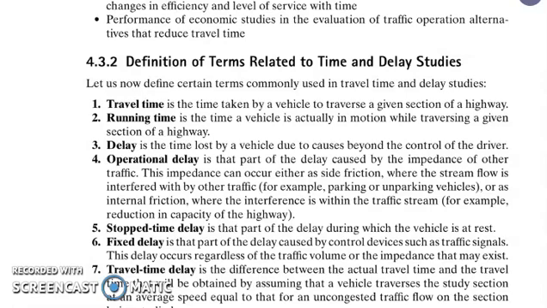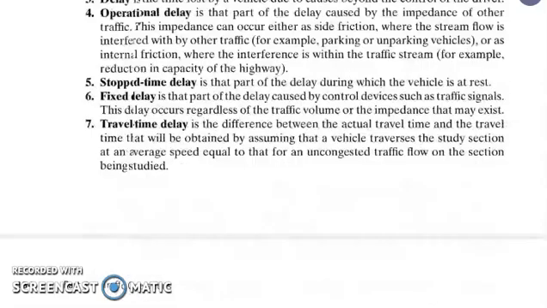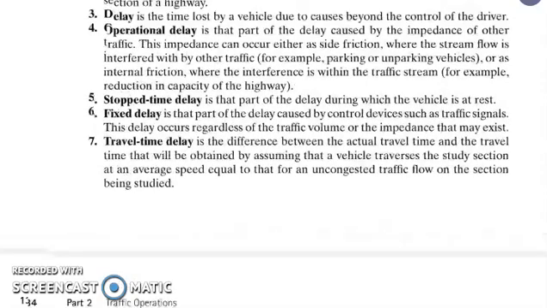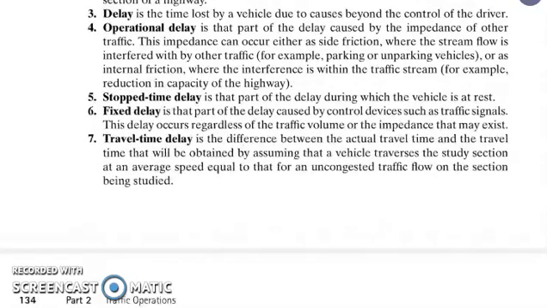Stopped time delay is the part of the delay during which the vehicle is at rest. Fixed delay is the part of the delay caused by control devices such as traffic signals. And we have the travel time delay, which is the difference between the actual travel time and the travel time that will be obtained by assuming that the vehicle traverses the study section at an average speed equal to that for uncongested traffic flow on the section being studied. Those are the terms used related to travel time and delay studies.